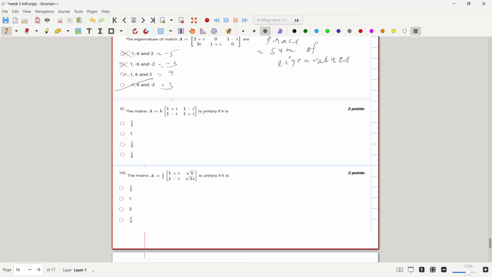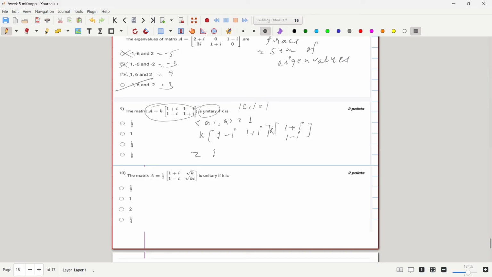What is the ninth question? Let A is equal to K. See, the process of finding these types of questions is, see, this is a unitary. That means the length of the columns should be equal to 1. If I take A1 and A2 as their columns, and if I say the inner product of A1 and A2 should be equal to 1. So if I multiply K inside, this will be K times 1 minus iota, 1 plus iota, and K times 1 plus iota and 1 minus iota.